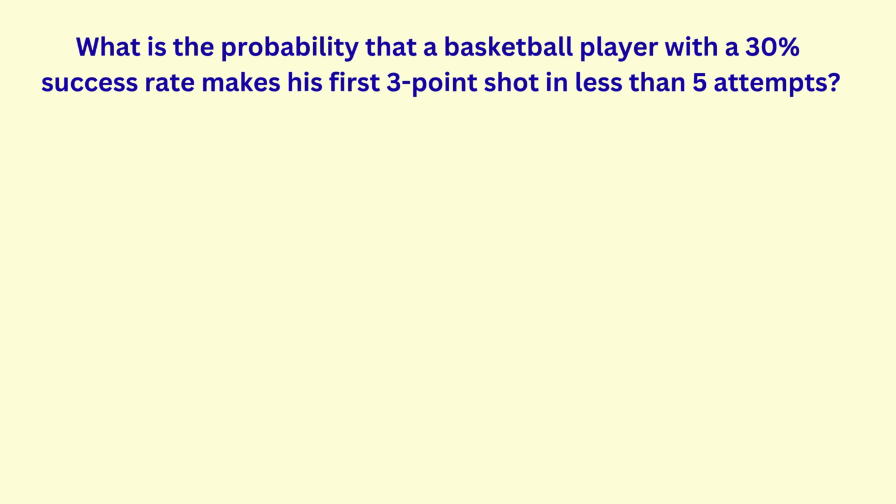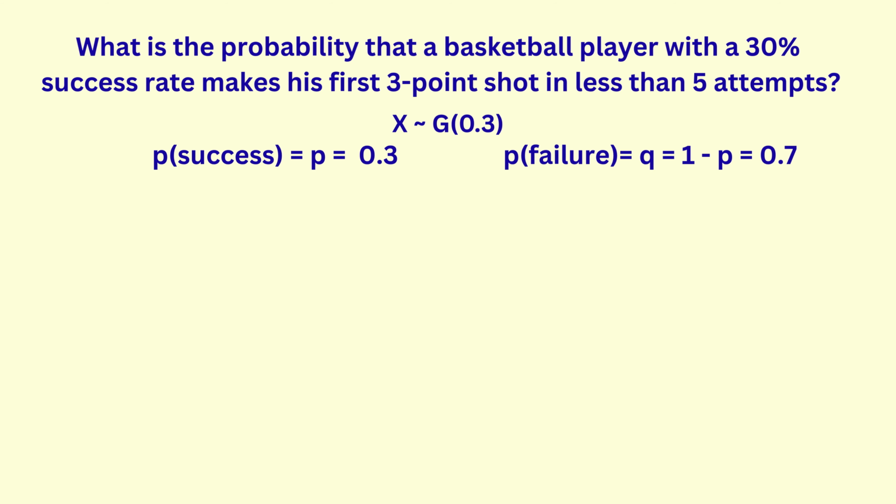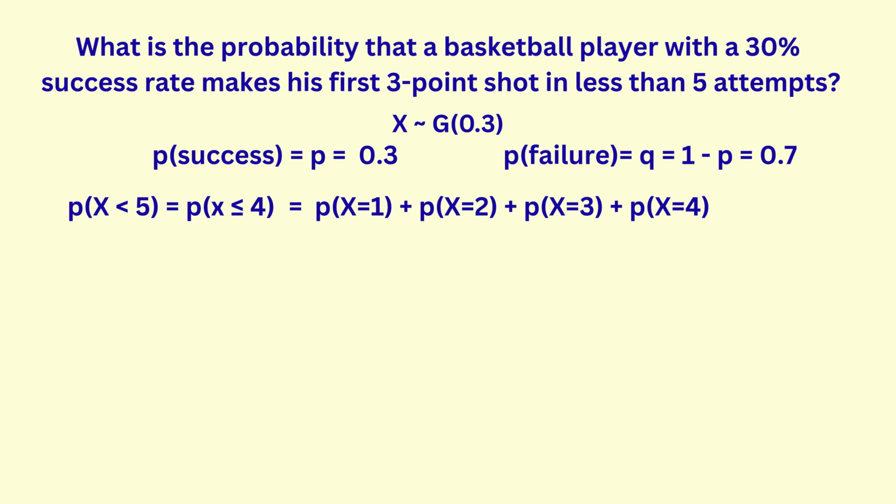What is the probability that a basketball player with a 30% success rate makes his first three-point shot in less than 5 attempts? Notice we are not given a specific trial. We are finding the probability that x is less than 5, which is the same as probability that x is less than or equal to 4. This means that x could be 1, 2, 3, or 4. So we find the probability of each x value and sum the results.